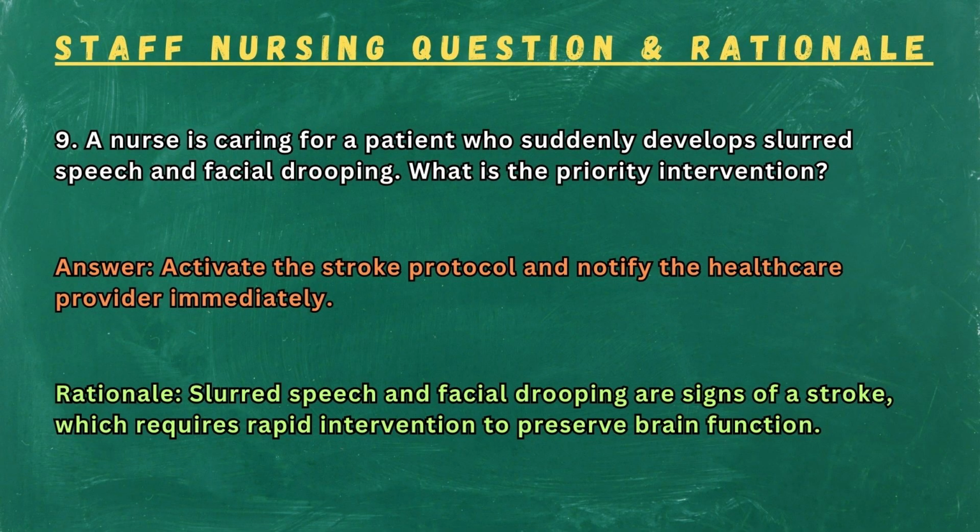9. A nurse is caring for a patient who suddenly develops slurred speech and facial drooping. What is the priority intervention? Answer: activate the stroke protocol and notify the healthcare provider immediately.